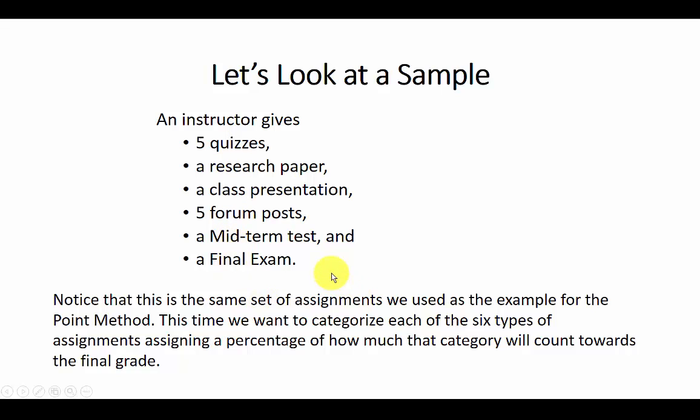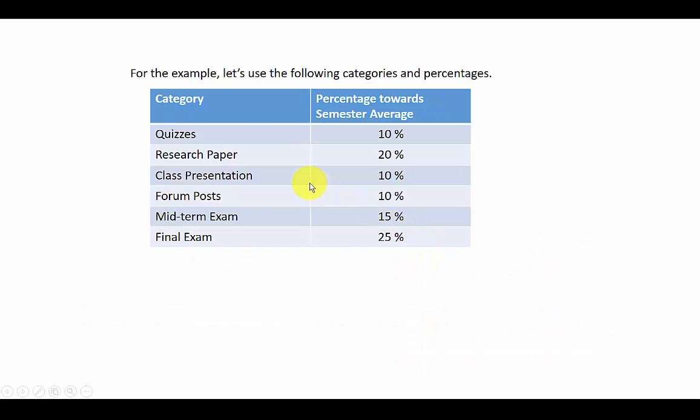But this time we want to categorize each of these 6 types using a percentage of how much that specific category will count towards the final grade. So I just made this up. I want my quizzes overall, no matter how many I give, but overall that average will add up to 10% of the semester average.